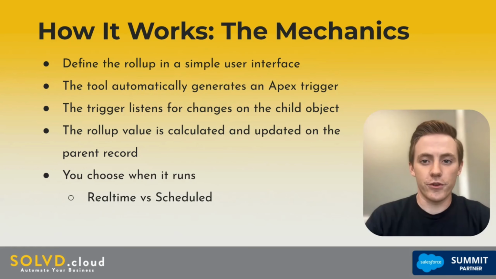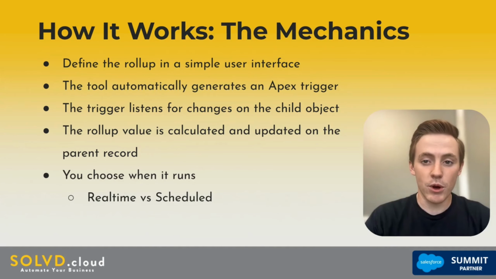Now to answer the question of how it all works. You configure your rollup using a simple point-and-click interface. DLRS then automatically generates and deploys an Apex trigger in your org for you. The trigger simply listens for changes on the child object and updates the parent record accordingly. You have a couple of different options for when that update happens.